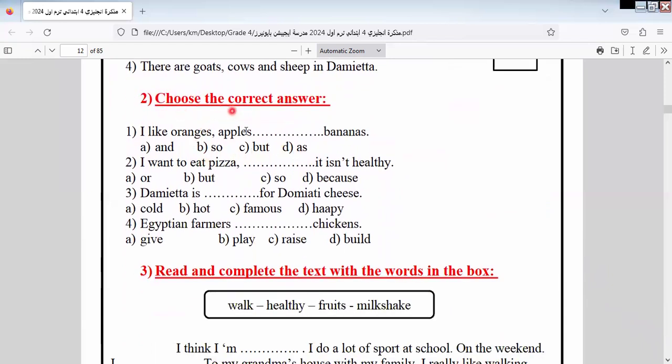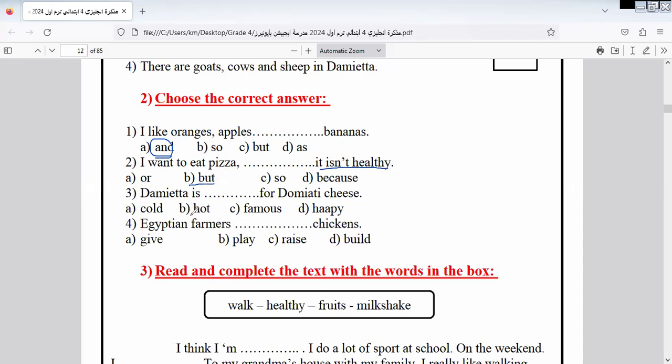Okay, choose the correct answer. I like oranges, apples, bananas. So the answer will be here what? And. Okay, because here we are adding. I want to eat pizza. It isn't healthy. So here are two contrast sentences. What can I select? I select but, as you are listening.